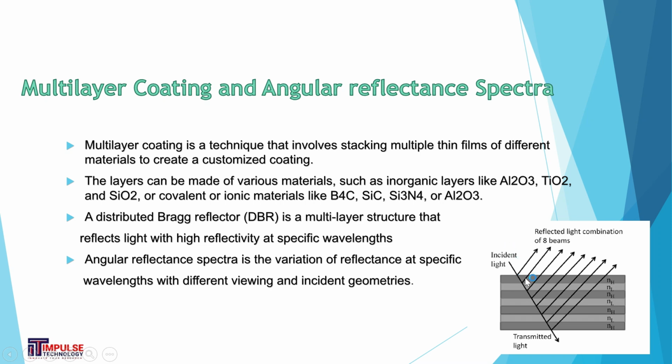So incident light comes in, and the reflected light is a combination of the beams. It can be a high refractive index and a low refractive index, so it is a combination. The most important term here is distributed Bragg reflectors. It is a multi-layer structure that reflects light with high reflectivity at a specific wavelength. And angular reflectance spectra is the variation of reflectance at a specific wavelength with different incident geometry.